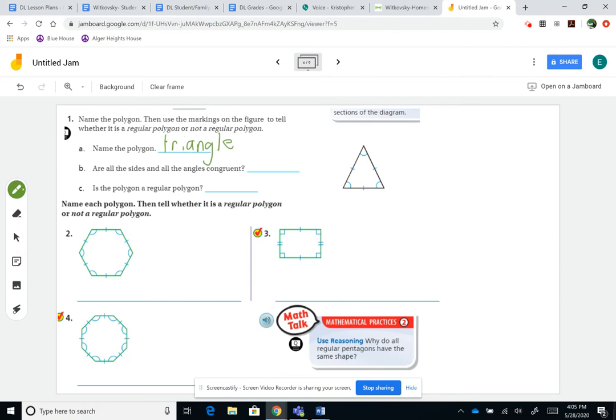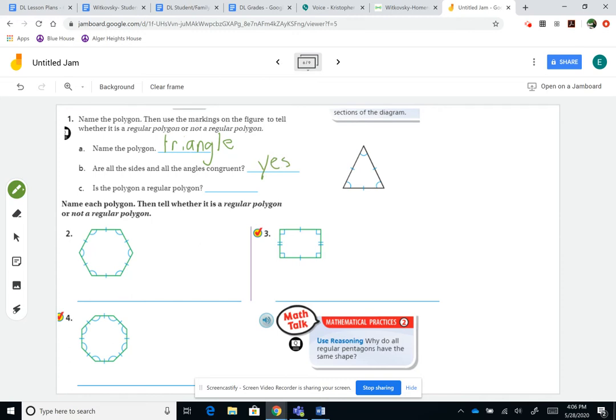Are all the sides and all the angles congruent? Now, you don't have to have a protractor for this because they've already shown you by the marks. Each corner has one single arc in it, or that curved line. So that means they are all the same. So the answer is yes.